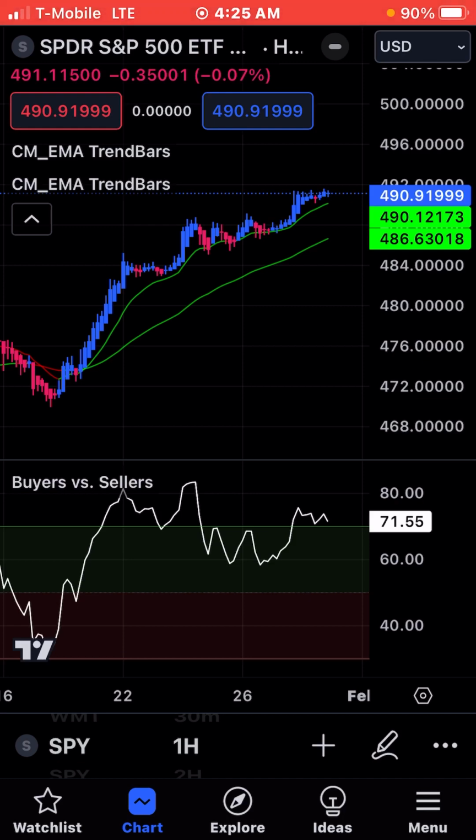But anyway, that's how to use this strategy with the stock market. So anyway, that is the strategy. It's kind of weird how it was the first strategy that I learned, and to me, it seems to be the most effective going back. The only difference between this strategy and the strategy when I first learned about it is I added the buyers sellers indicator and the CM EMA trend bars, which kind of helped you figure out if something is bullish or bearish.